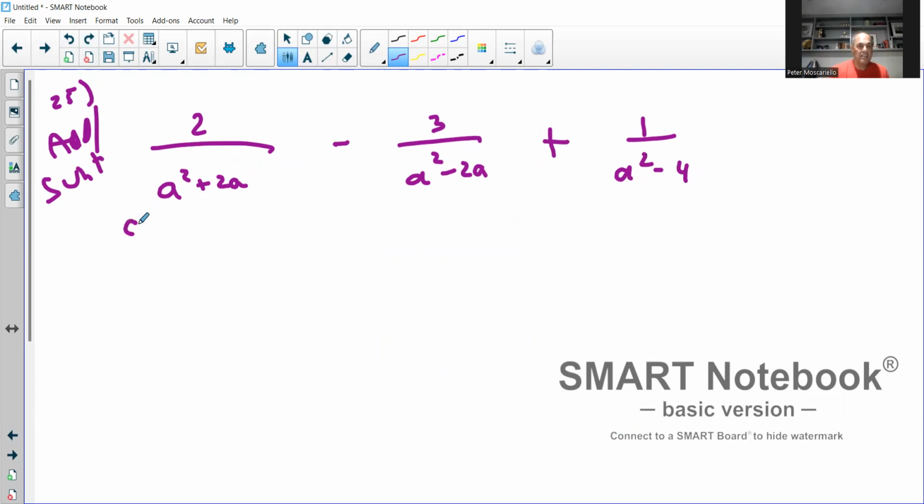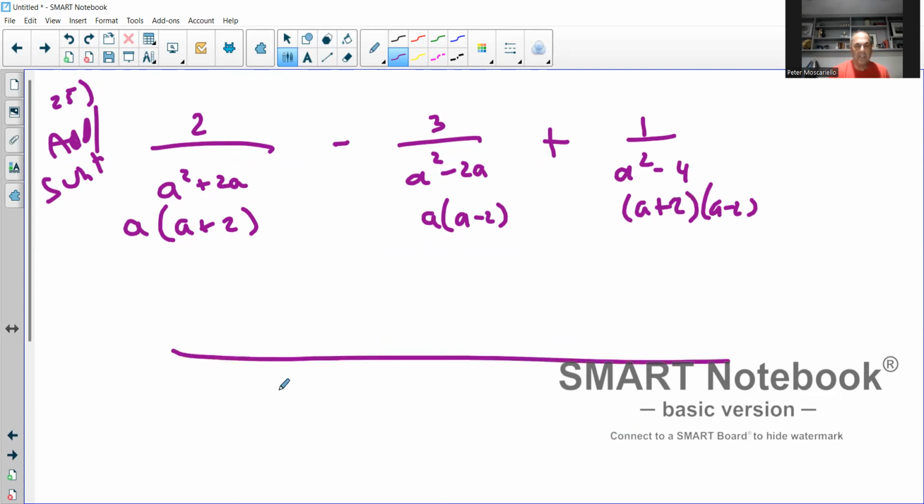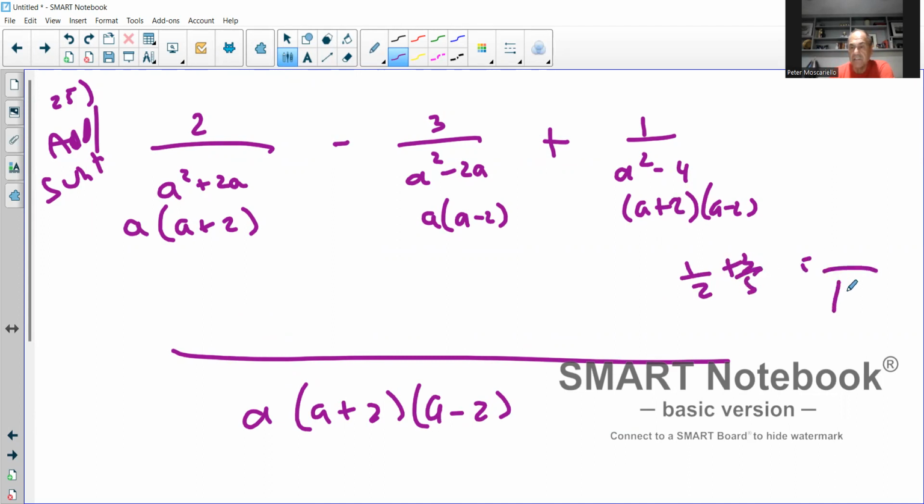All right, so we still factor. Then you find the LCD and you keep the LCD. So you need an A plus 2, and A minus 2. So you write the LCD because you're adding fractions, right? If you add 1/2 plus 3/5, you still get a fraction. You'll still have that common denominator of 10 down below. All right, so we got our LCD.